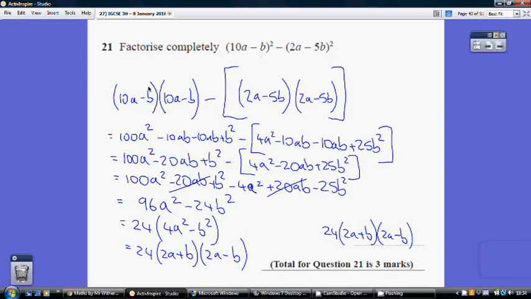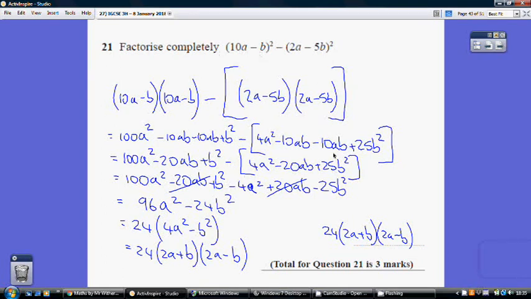So here we get 100a squared minus 10ab minus 10ab plus b squared. Be careful, minus b times minus b is plus b squared. And then tidying that up, we get 100a squared minus 20ab plus b squared. Now on the right hand side, we've got 2a times 2a, which is 4a squared, then minus 10ab minus 10ab plus 25b squared. Tidying up those two middle terms, so gathering like terms, we get 4a squared minus 20ab plus 25b squared.